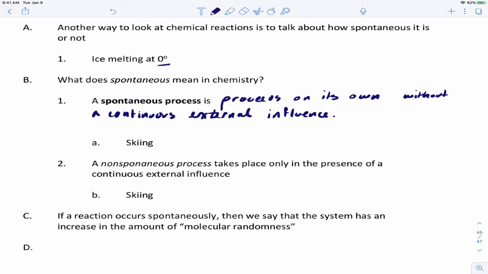Now, the opposite of a spontaneous process is a non-spontaneous process, which only takes place in the presence of a continuous external influence. That means you have to be doing something constantly to keep it going. So I have skiing as another example down here. Think of it this way: you're at the bottom of the hill now, okay? You've got to get back to the top. How do you get up there?